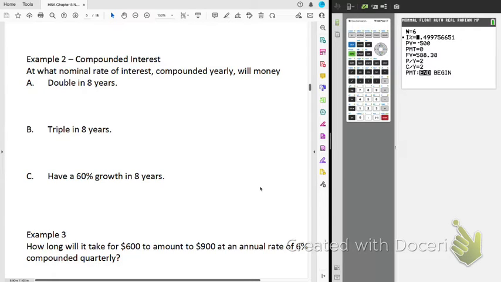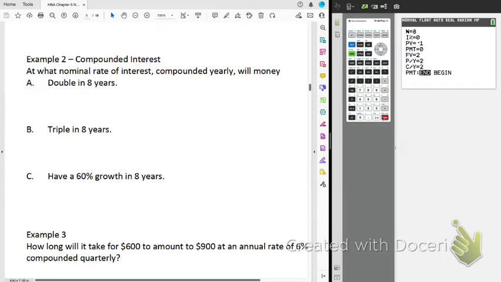Good? Yeah? So if I go to start typing things in, we want to find the interest rate. So again, I'm going to make my interest rate 0 temporarily. We would like our investment to double in 8 years. So 8 years compounded how many times a year? 1. So I do 8 times 1, or just 8 because I'm smart enough to do that. And then let's make my present value -1, which means then my future value will be 2.